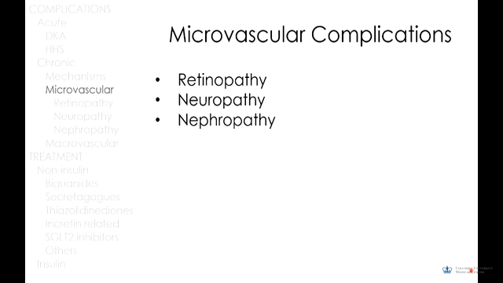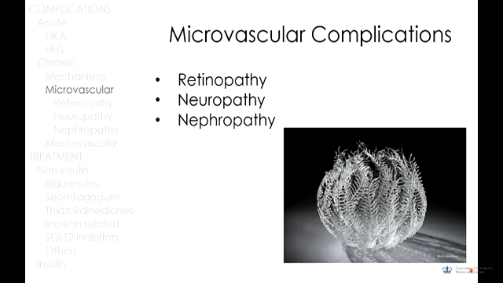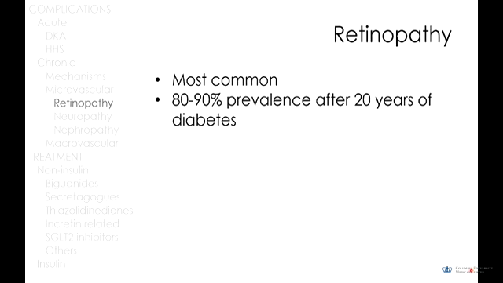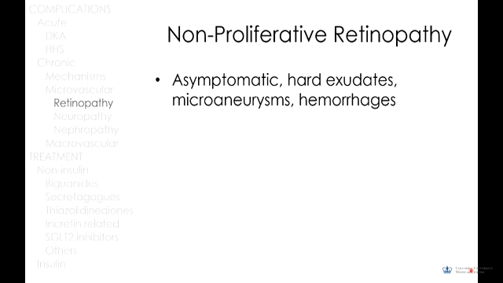So microvascular complications, there's retinopathy, neuropathy, and nephropathy, all right? And you can remember this with a picture of a very delicate glass sculpture I found online. These are all organs with very delicate vasculature, and so they're especially susceptible to the complications related to high blood sugar, all right? Okay, starting with retinopathy, it's the most common. There are 2 types. There's the non-proliferative type and the proliferative type.